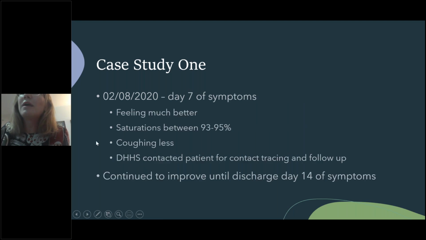Interestingly, the next morning, he was much better. So he was saturating significantly better. His cough was a lot less. He could talk in sentences, and Department of Health had finally got in touch for contact tracing and follow-up of symptoms. So he continued to just improve every day until he was discharged, and he met discharge criteria on day 14.